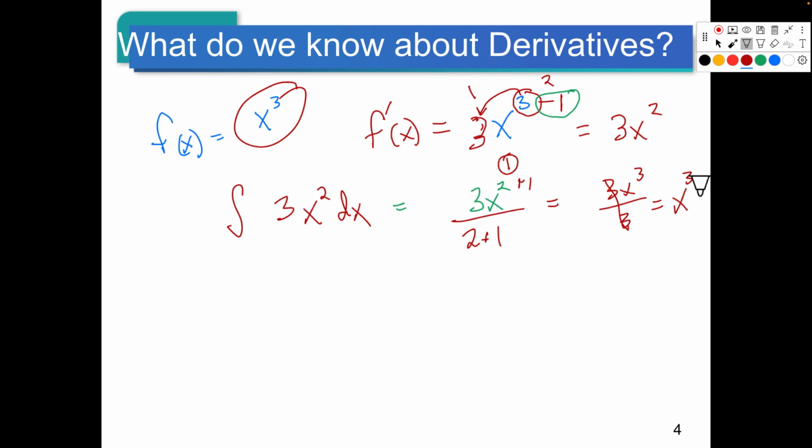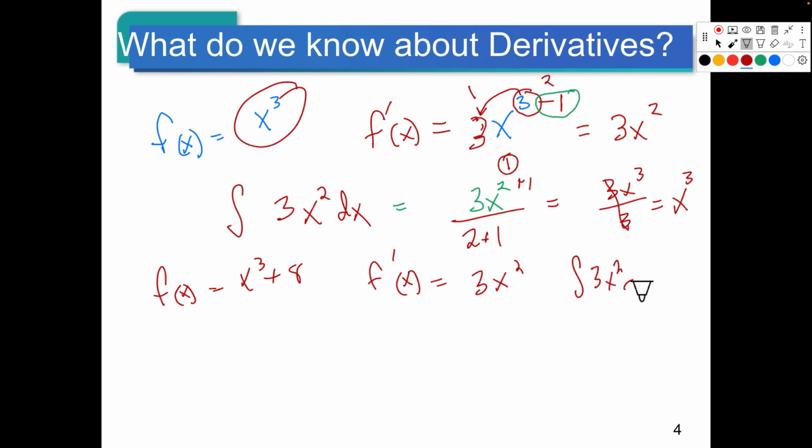Now, we don't know. We could have started with the function being x to the third plus 8, right? Or plus anything. We would have got the same derivative because the derivative of 8 is 0. We still would have ended up with 3x squared. And so notice that when we integrate this, integral of 3x squared dx, we will also get x to the third, but these are 2 different functions, aren't they? One is x to the third, one is x to the third plus 8. So actually we could think of that as x to the third plus 0, really, right?